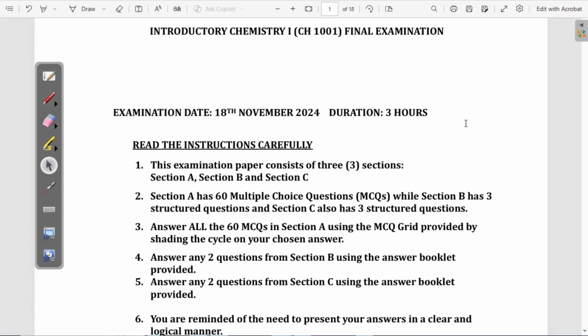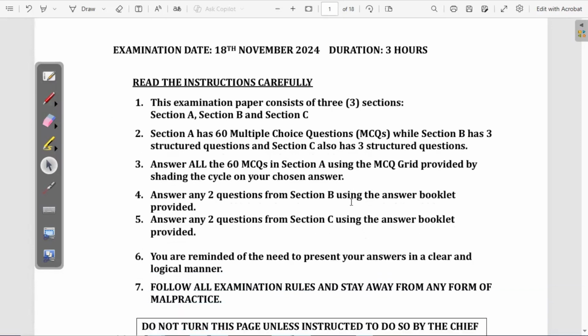Today we'll be looking at the 2024 July intake final exam in chemistry. This paper had 3 sections. Section A had 60 multiple choice questions. Section B had 3 structured questions, and section C also had 3 structured questions. So we are going to answer all the questions that you see here.